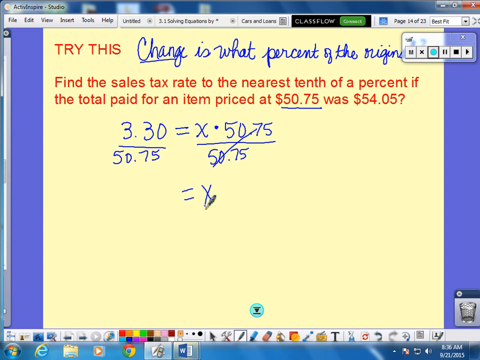So we've got 3.3 divided by 50.75. And we've got this really long decimal. So yeah, it'd be about 6.5%. Agreed? Anybody have a question?